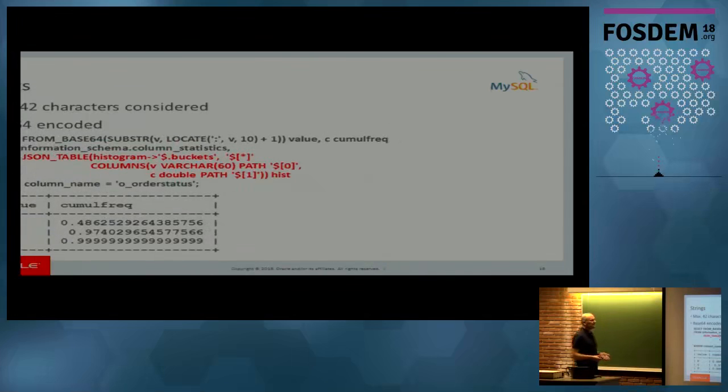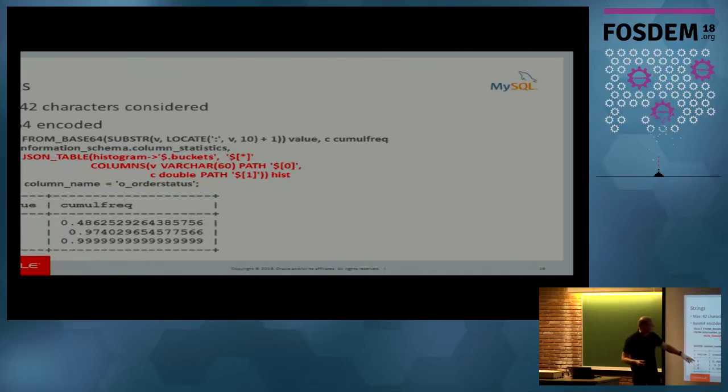And we can use this information schema. Now, first, for strings, you consider a maximum of 42 characters. So if you have very long strings, and the first 42 characters are all the same, then this is kind of not the best. And they are base64 encoded. This is because what is stored in the data dictionary, or in JSON in general, is UTF-8. But you can, in theory, have any character set here. So it's not necessarily valid UTF-8 character strings that you are storing. So you have to decode them in order to see strings.